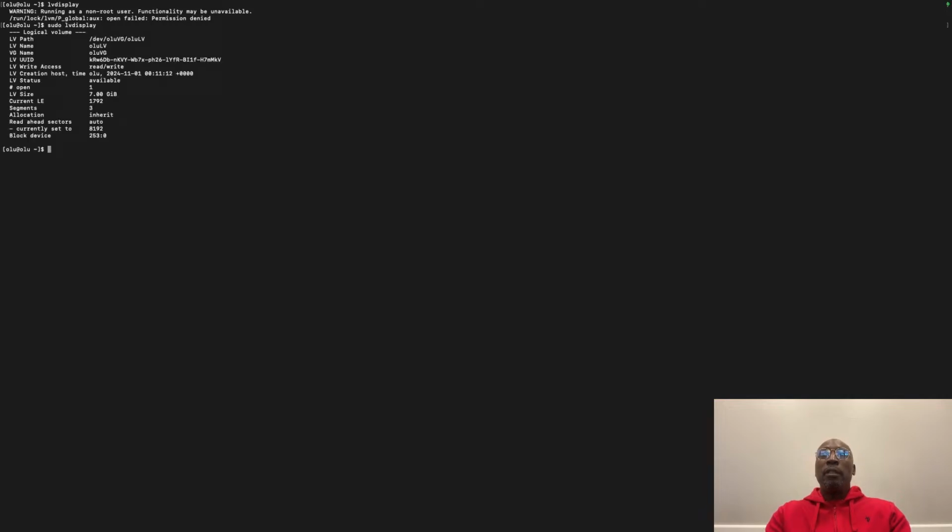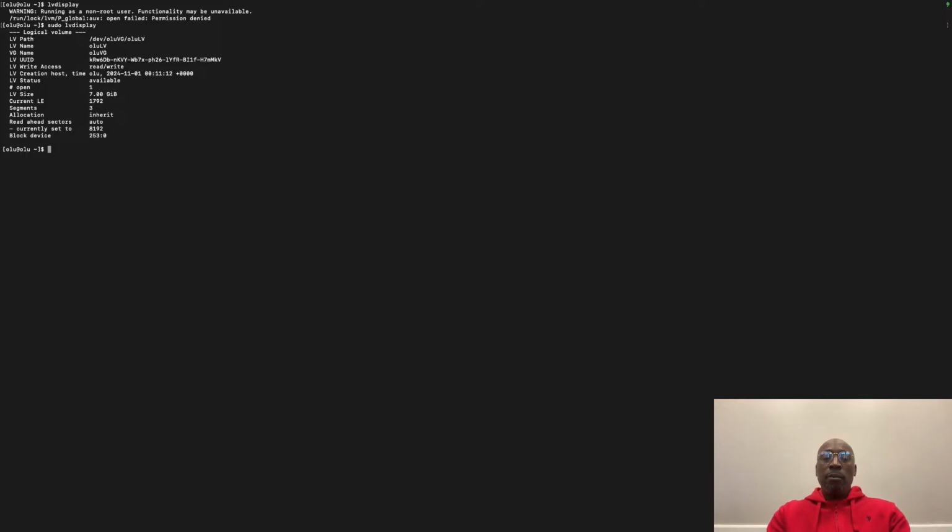So let's just go ahead and verify that. If I do lvdisplay, that should tell me about all the logical volumes on my workstation. So we have to invoke superpowers. Okay, so with sudo, I do have su powers based on configurations. So we see that our LV size is 7 gigabytes. The current logical extent is 1792. That makes sense. And we have our UUID. The volume group is OLU VG.